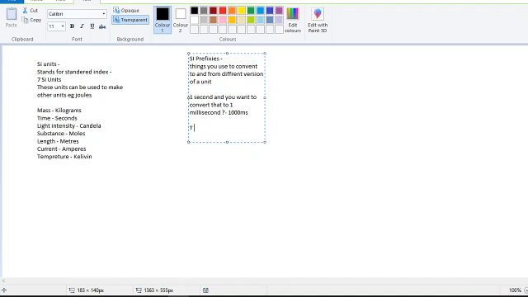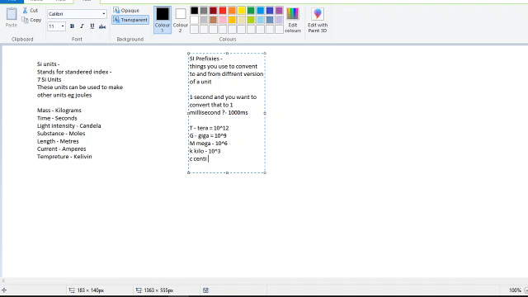So you need to know T, which is tera, and that is 10 to the 12. Giga, and that is 10 to the 9. And then there is mega, which is 10 to the 6. Then there is kilo, K, which is 10 to the 3.